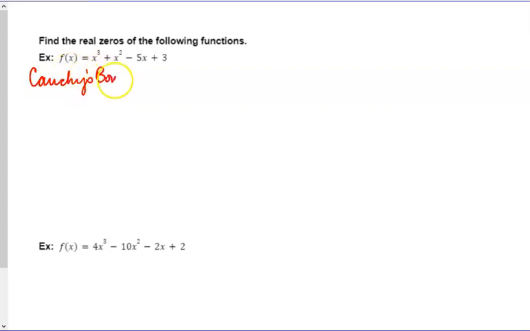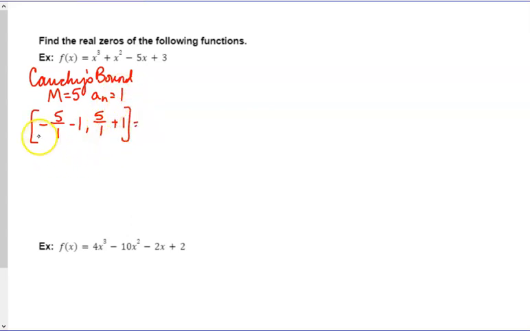Cauchy's bound was that m and that a sub n. So m was the largest coefficient in absolute value, which is that 5. A sub n is the leading coefficient, which is that 1 in front. So we take the opposite of m over the absolute value of that, which is 1, minus 1, and then we take the positive m over the absolute value of that, which is 1 plus 1.